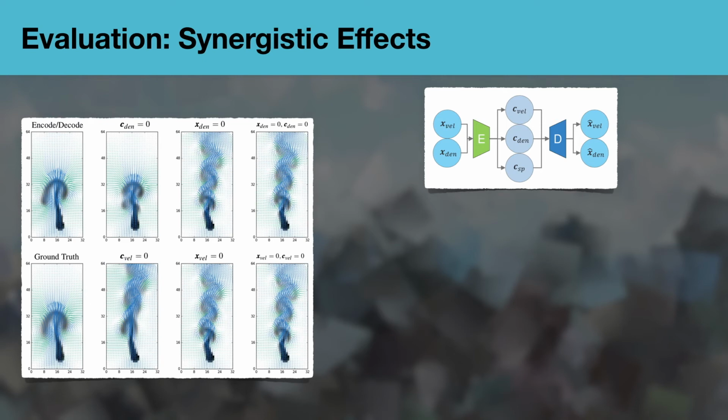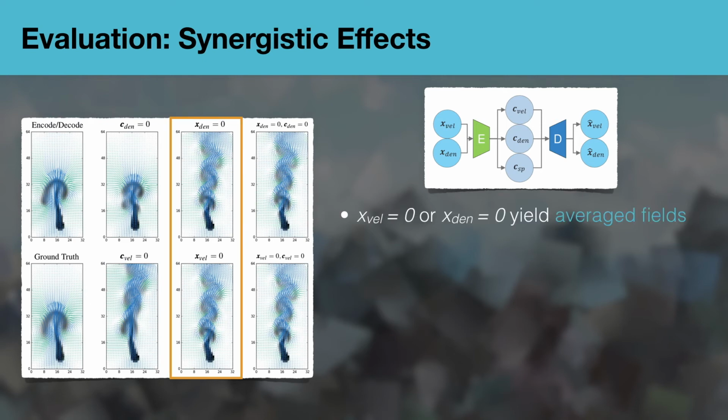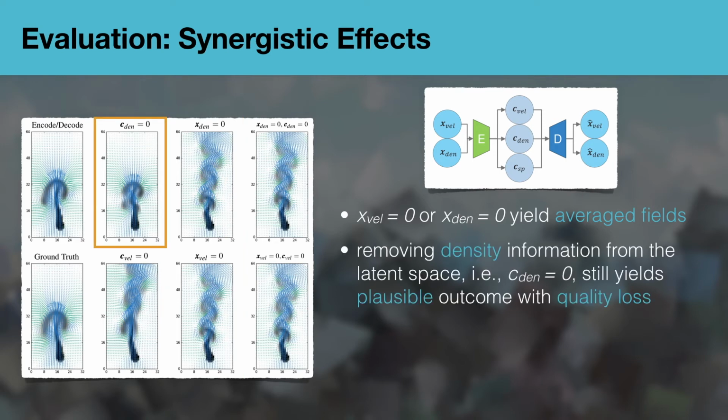We observed that with input quantities set to 0, only average fields are obtained for both quantities. Removing the density information in the latent space, for example when Cden is set to 0, the reconstructed quantities are still similar to our full method but exhibit a decreased reconstruction quality. This indicates that the encoded density is not essential for a meaningful reconstruction, but certainly improves the quality when available.